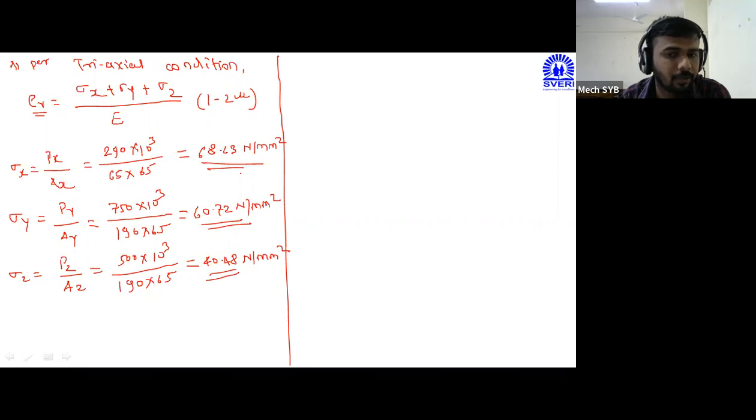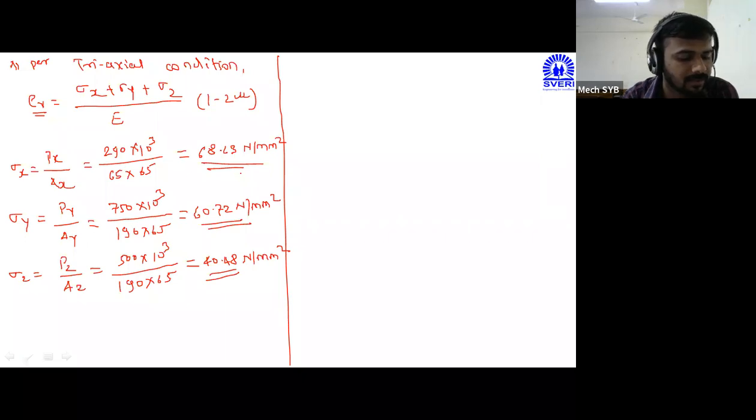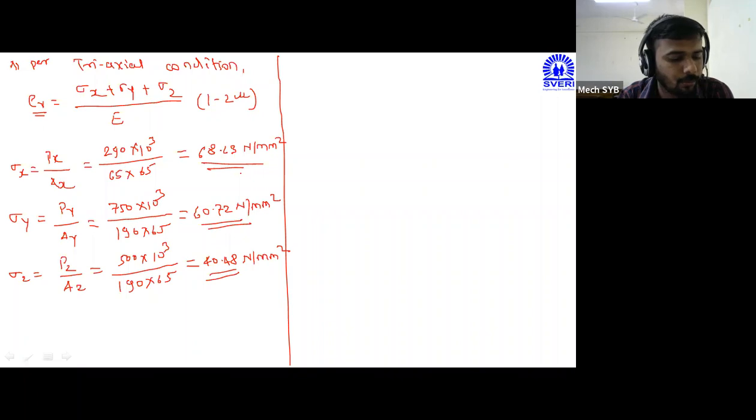Separate marks are there for the unit also. Okay, so everybody is sending the answers and all the answers are the same: 68.63, 60.72, 40.50 or 40.48 Newton per mm square.